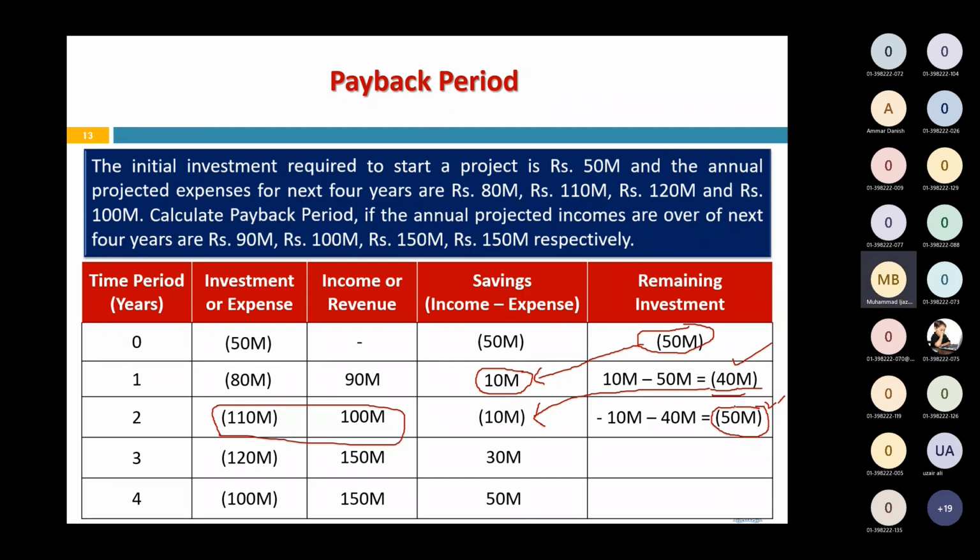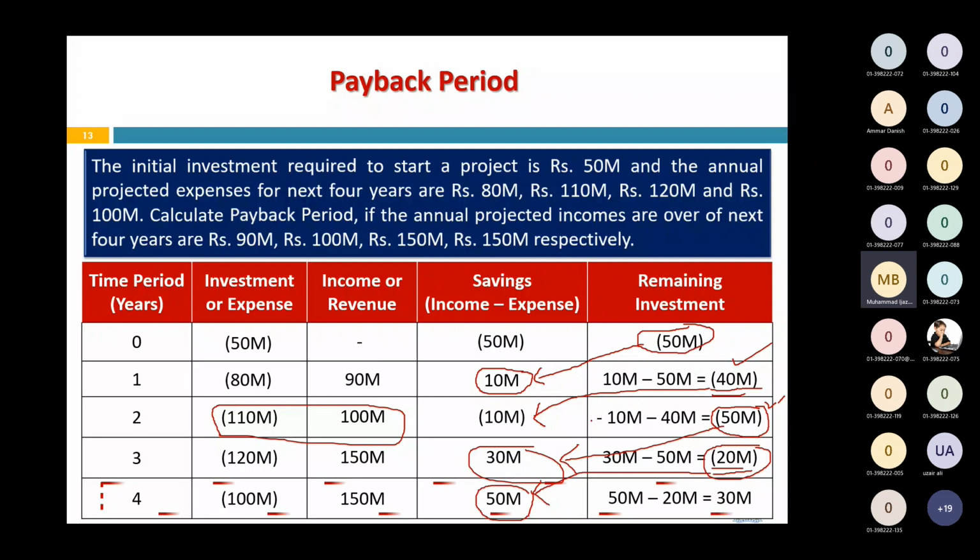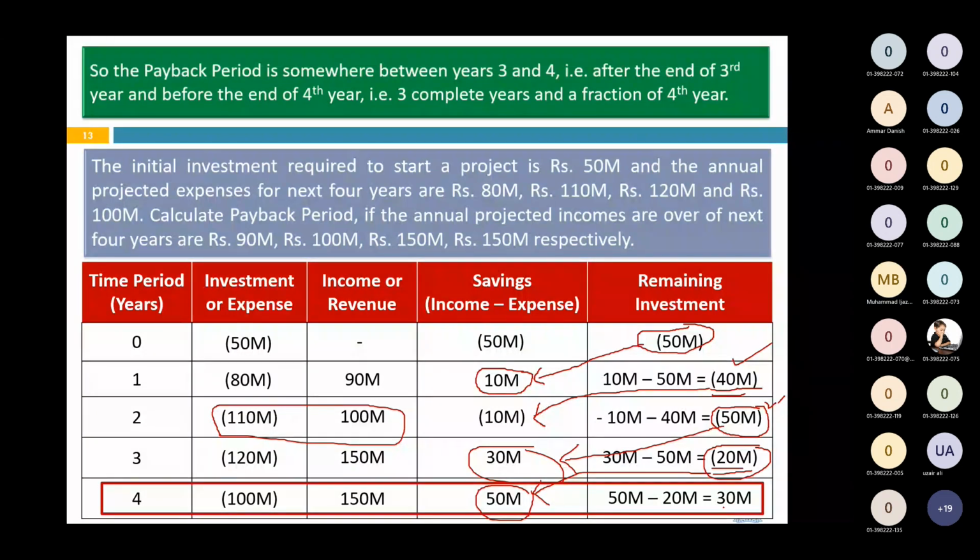Yes, sir. So next year I made a saving of 30 million, and out of this 50 million, I was able to recover 30 million, and I'm still left with 20 million now. And in the fourth year, I was expecting that I would have to recover 20 million, but fortunately, I recovered more than that, I recovered 50 million, correct?